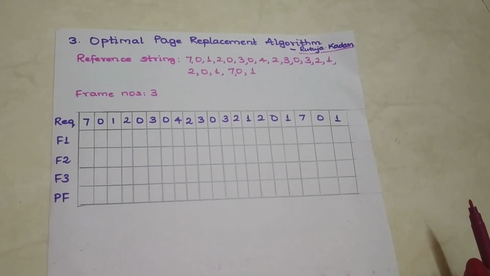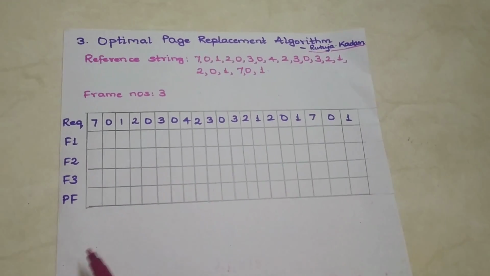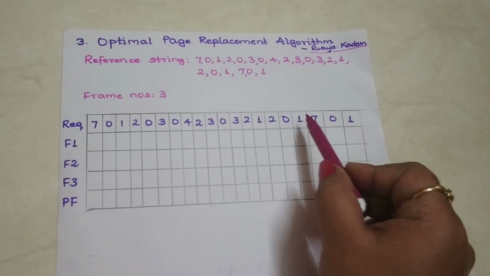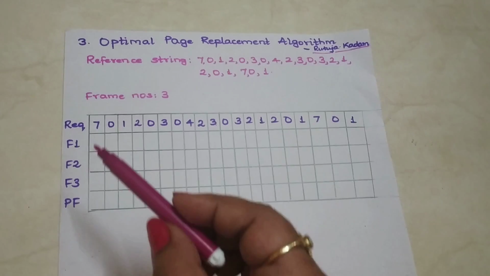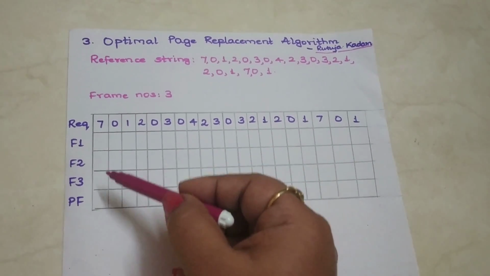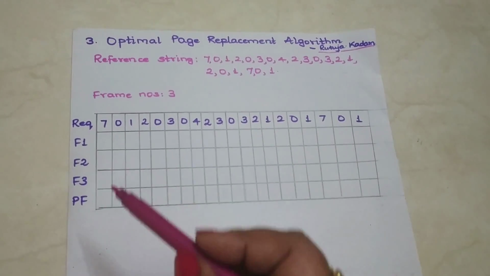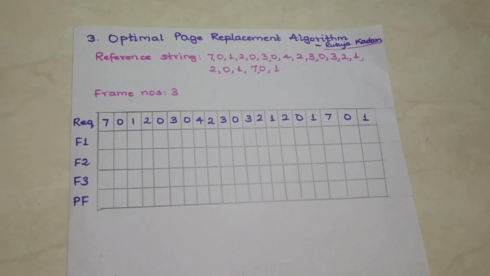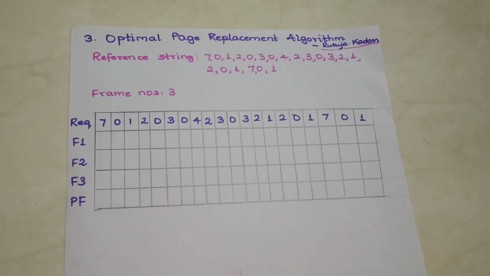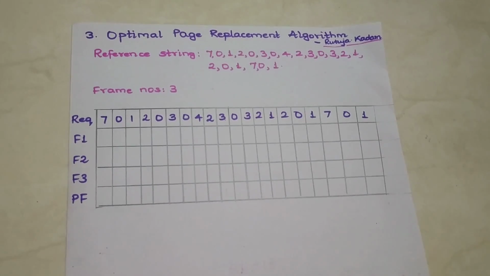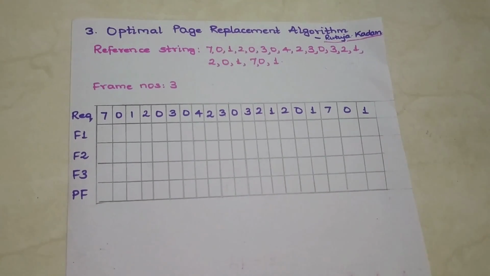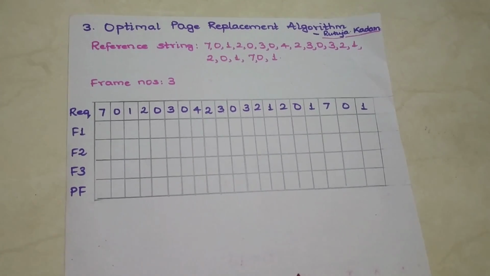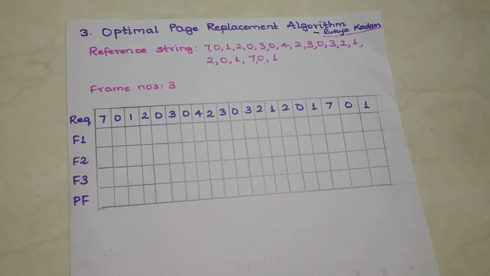The number of frames that we are using is 3. Now PF is nothing but your page faults. So we have written this reference string in table format, and F1, F2, F3 are the frames, and we have given a page faults row. Initially these frames are empty. It is not always compulsory that the frame count should be 3. It can be 4, 5, anything. Accordingly you have to solve the problem.